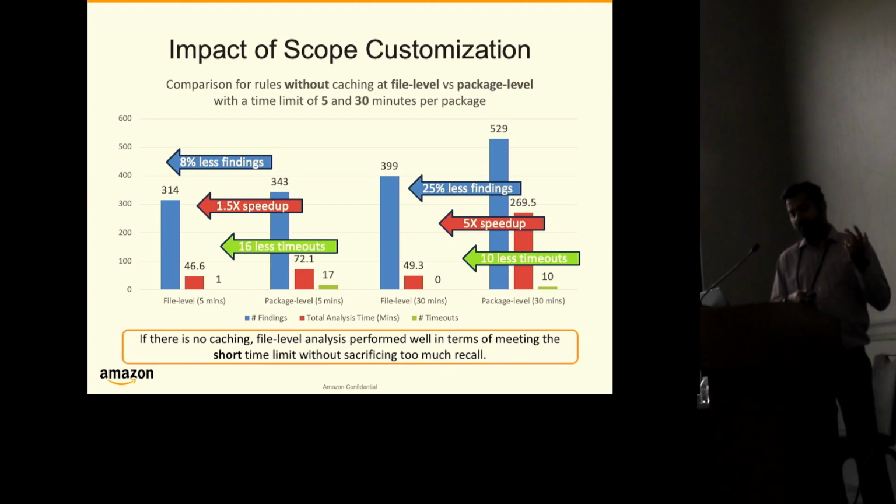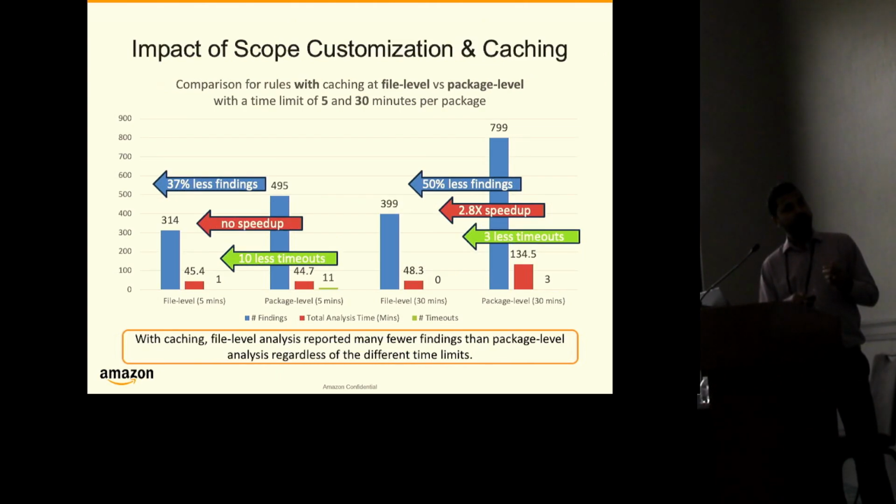So this is, by the way, without caching, where we are comparing file level versus package level. If there is no caching, the file level analysis performs well in terms of meeting the short time limit without sacrificing too much on the recall. Now let's see how it does with caching. In this particular slide, I show how the file level and the package level perform with caching enabled.